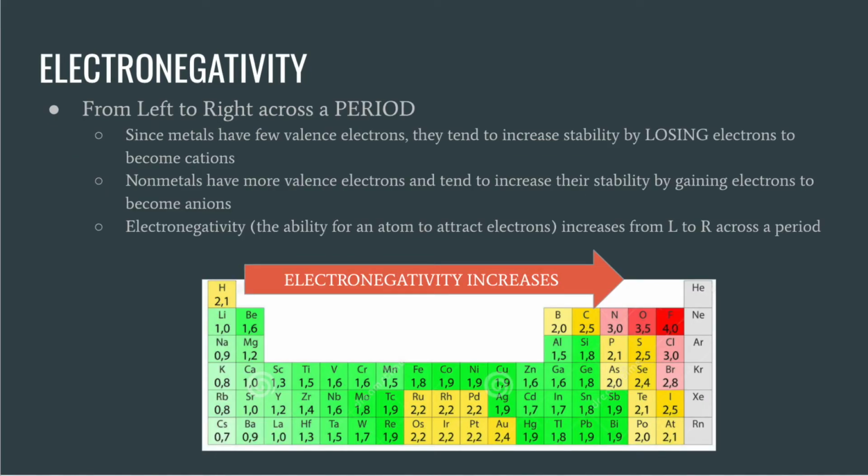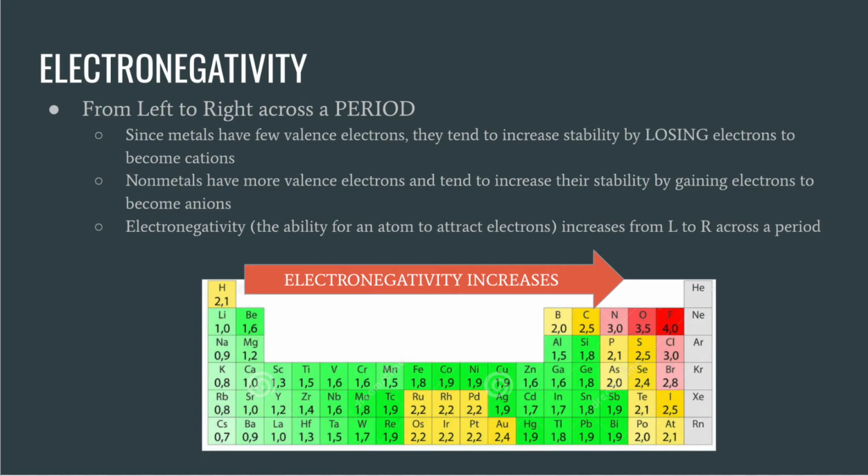In a single period, we know that our metals are mostly located on the left side of the periodic table, for example, like in group 1 or group 2. Since metals have fewer valence electrons, they tend to become more stable by losing electrons. Notice that the noble gases that they are closest to, it is easier for them to lose electrons in order to look like that stable noble gas. Therefore, our metals tend to form cations.